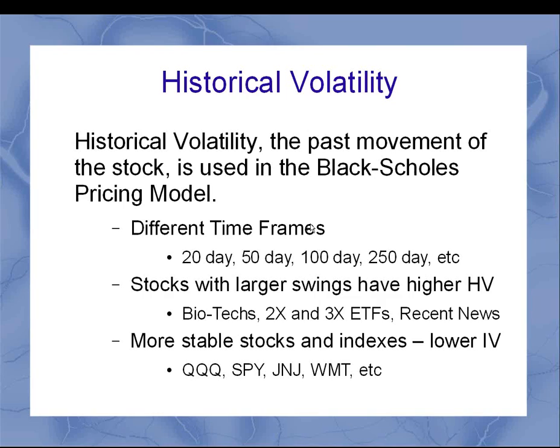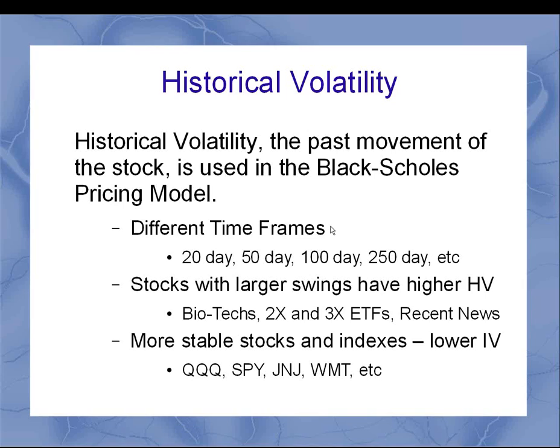Okay. Now, for historical volatility, and we're talking about the past movement of the stock, that's what's used in the Black-Scholes pricing model. Now, different services. Some of you may be trading with Thinkorswim, Interactive Brokers. You may be trading with Options Express. You may be trading with Fidelity. You may use another service to look at volatility measurements. Different time frames are used for the historical volatility measure. Sometimes it's a 20-day volatility, sometimes it's a 50-day volatility, 100-day, 250, and so forth. We've also seen some values where it's a 30-day measurement, a 60-day measurement. It's kind of equal to the 20-day and the 50-day as well.